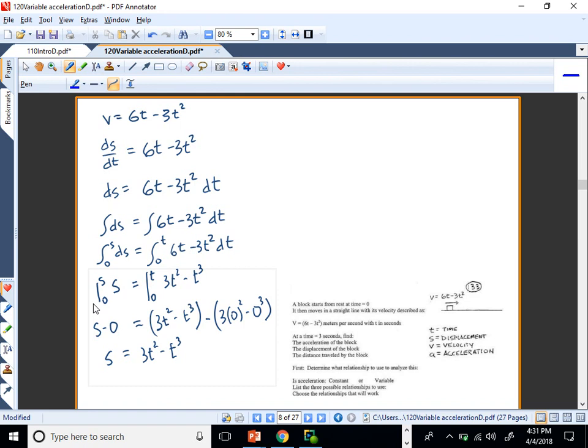So what we got now is we went from this calculus relationship, ds dt is 6t minus 3t squared. We got that down now to s is 3t squared minus t cubed. See, we got a relationship now between s, displacement, and t, which is time. Now, if I want to know what the displacement is when t is 3, I can just plug 3 in for t, and I can find s. I mean, that's all I got to do now. Okay. We good with that? Any questions?